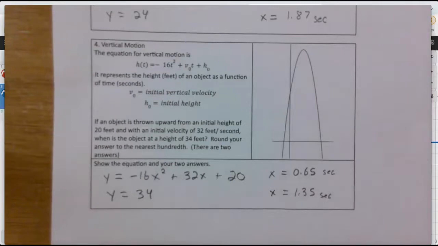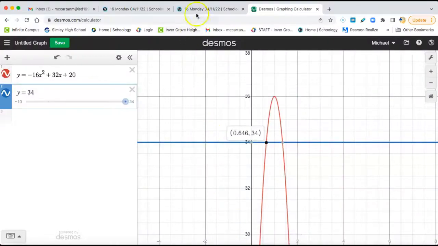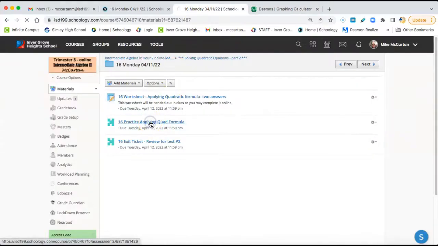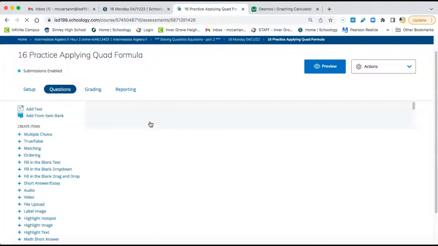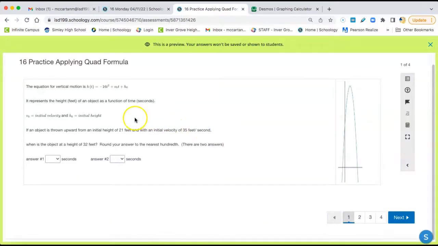Okay? It should be relatively easy to do the exit ticket then. Let's take a quick look at it. Oh, I'm sorry, this practicing applying will be the next thing. You all do the same thing I just did. We're given the equation. The initial velocity here is 35. That goes by the x. And 21 is the last, that's the height. And then say y equals 32 and find out where it crosses. Do that for each one of those, and you should be okay.